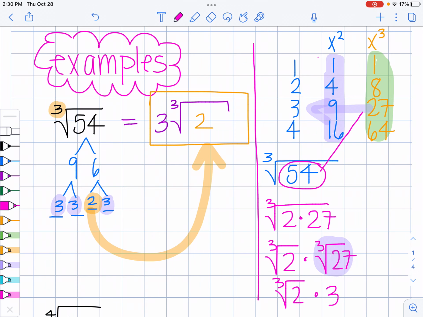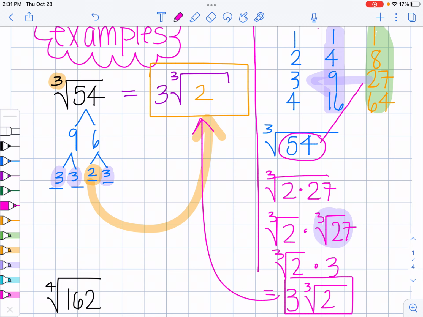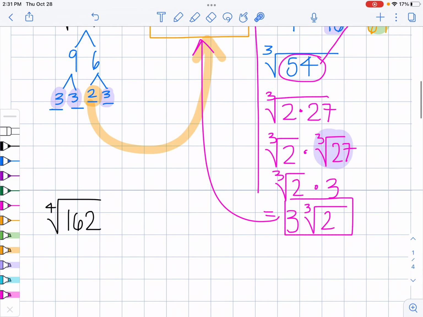So my final answer is 3 times the cube root of 2, which is the exact same thing that I got using this method with breaking down my square roots. When I use the factor tree method, I don't have to know what my perfect cubes are. Or what if it's higher? What if my index, look down here, this one's to the 4th power? I don't need to worry about that. I just need to know that I can break down the number that's underneath. Okay? So, let's do the next problem.